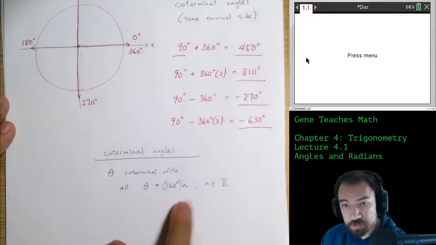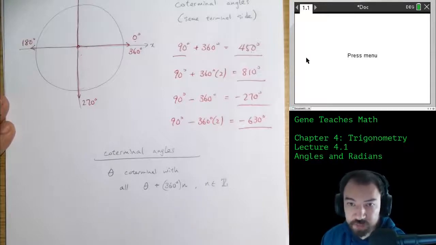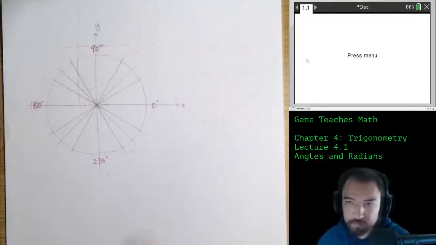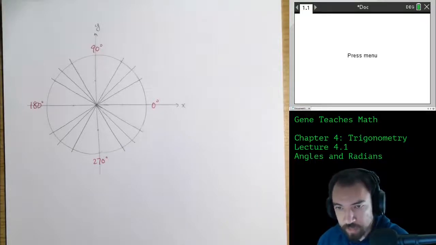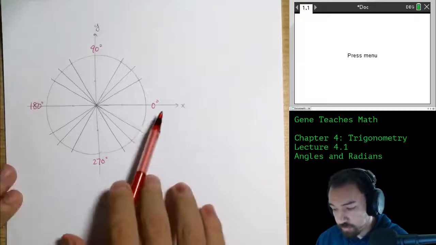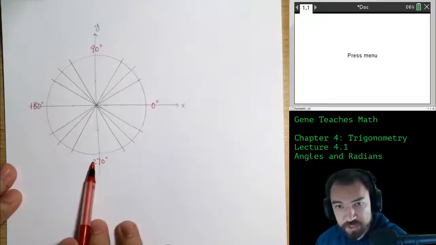So if you're a multiple, positive or negative, of 360 degrees away from your original, then you are coterminal. There are certain angles on the circle that are of great interest to us, and you'll see this kind of picture quite frequently. This isn't perfect, but you'll have to get used to my freehanding. So we have 0 degrees, 90 degrees, 180 degrees, and 270 degrees labeled.